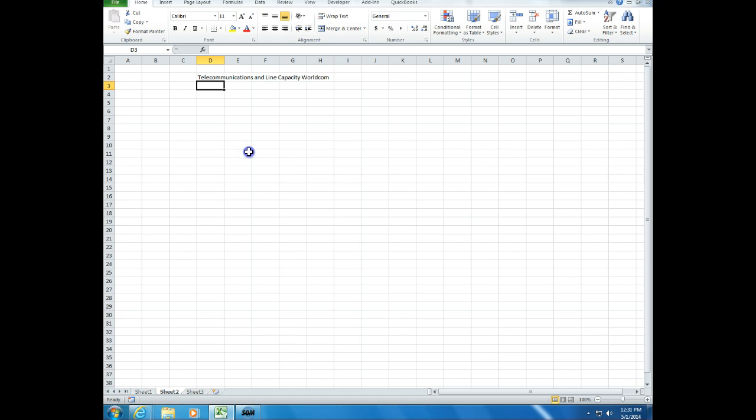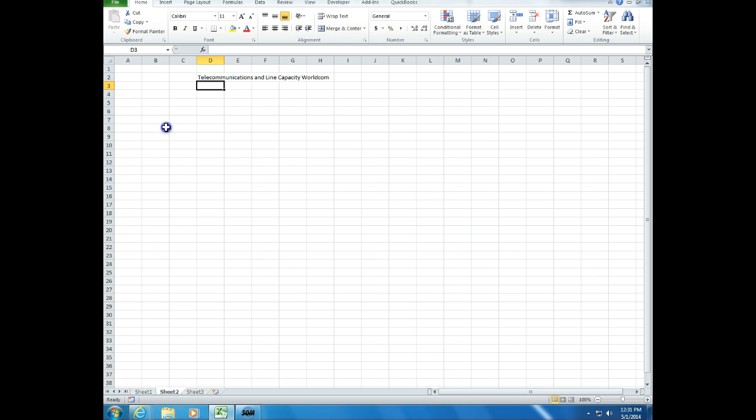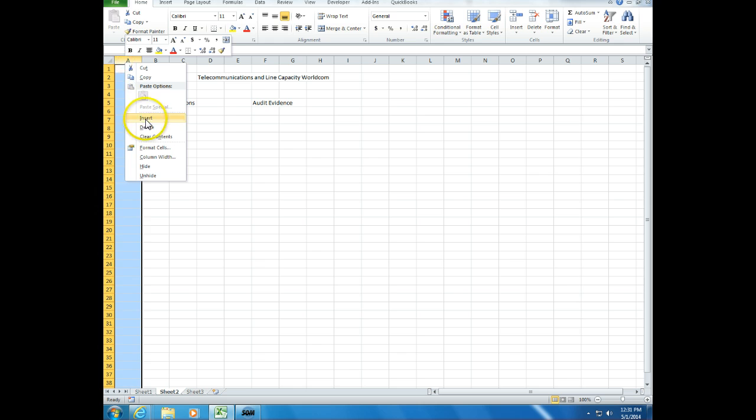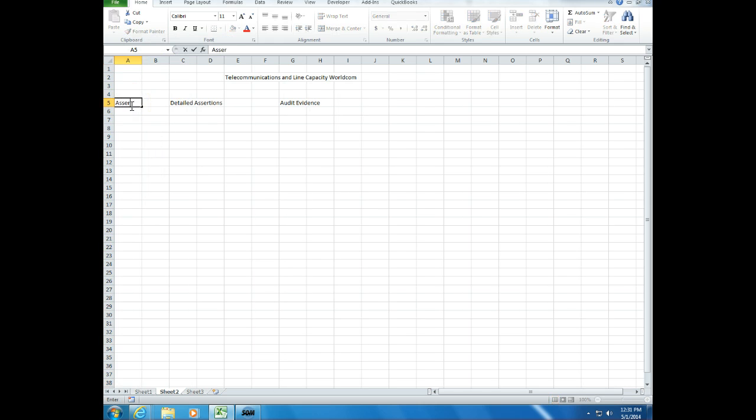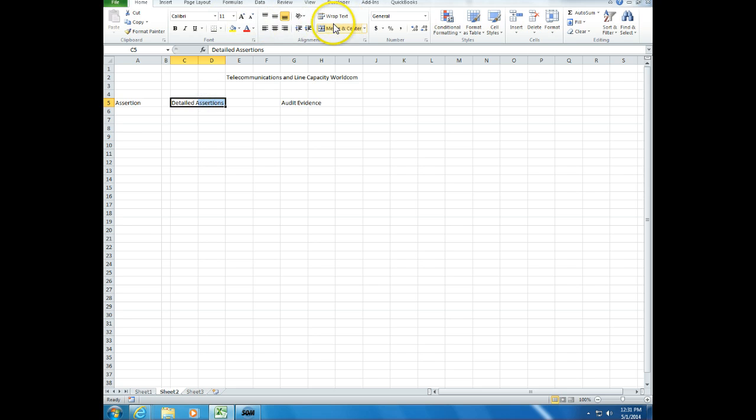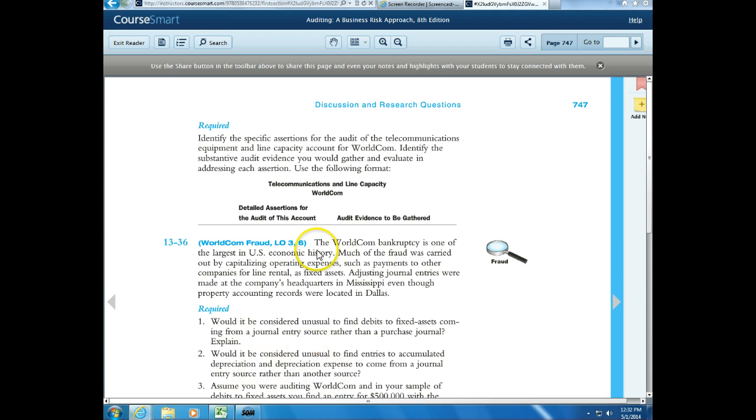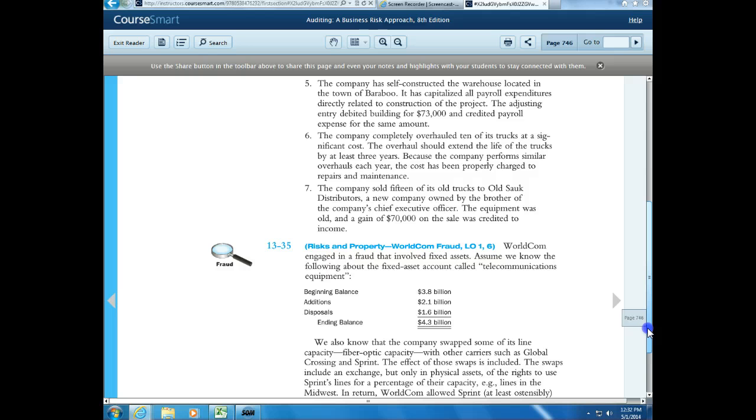And the assertion and the audit evidence. Detailed assertion and audit evidence. And then in this one we'll also do the assertion. So for example, when we look at this scenario, we've got the equipment.